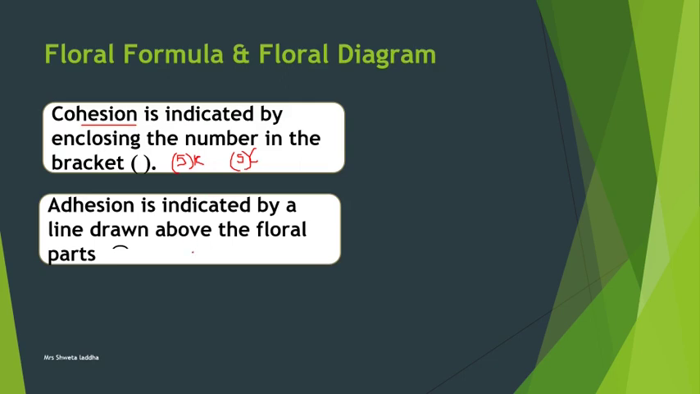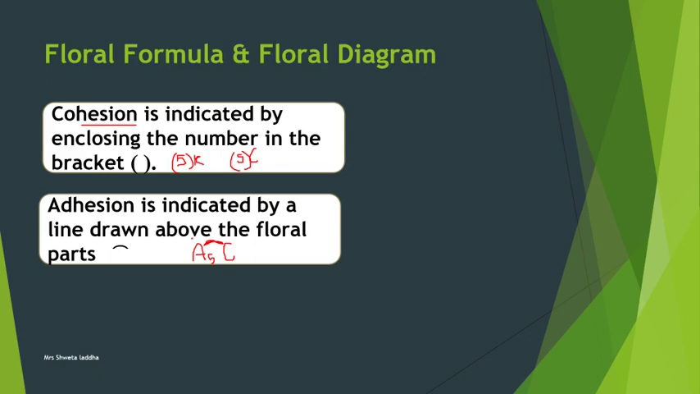For example, this is androecium, correct? And suppose there are 5 stamens, and these stamens are attached to 5 petals of the corolla, and they are joined. So adhesion is union between two different floral whorls. Such a condition we call epipetalous stamens. It is shown by such a bracket, which indicates that stamens are joined to the corolla. I hope you got this.